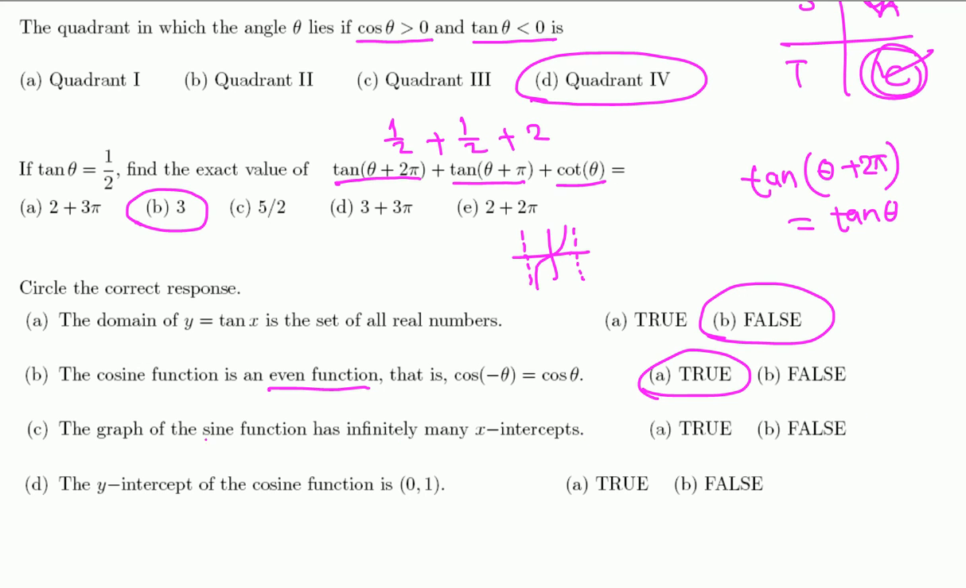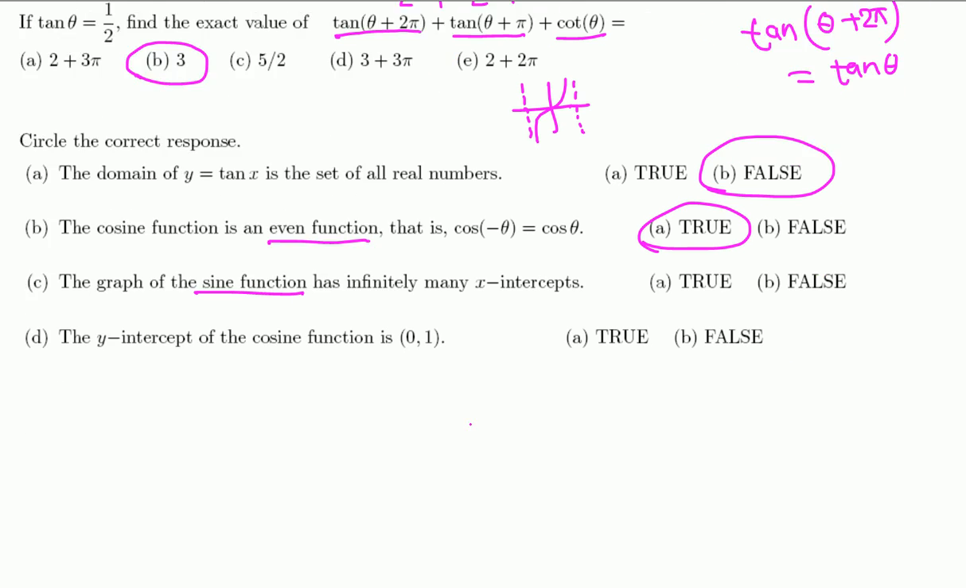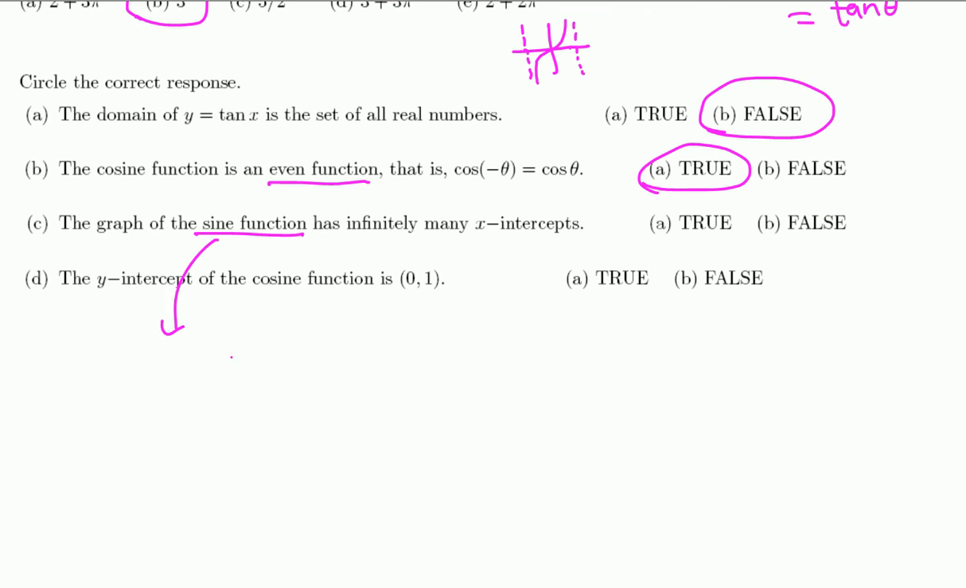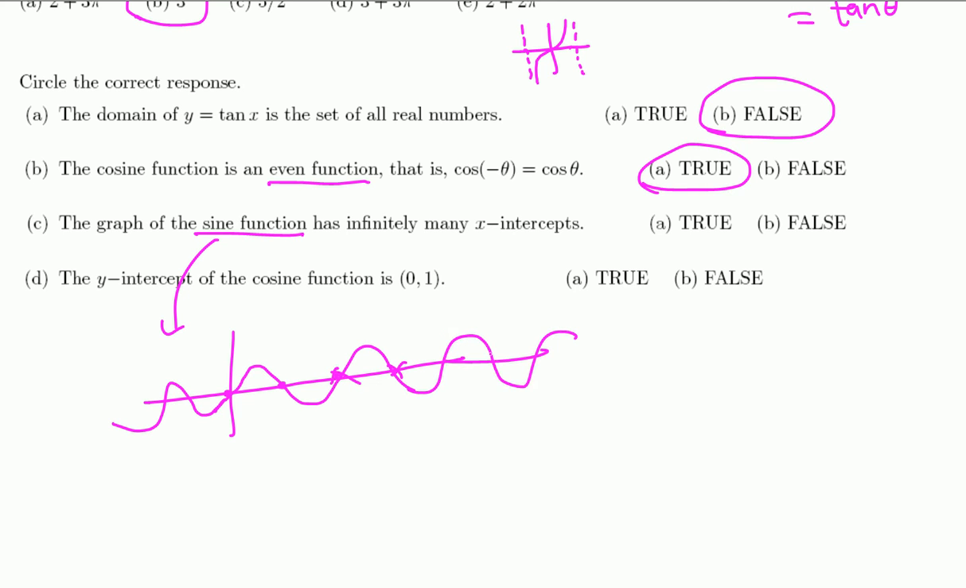The graph of the sine function has infinitely many x-intercepts. So if we graph the sine function here, using a calculator, you can see it keeps going forever on both sides. So this is 1 x-intercept, 2, 3, 4, and it keeps going, so there will be infinitely many. True.